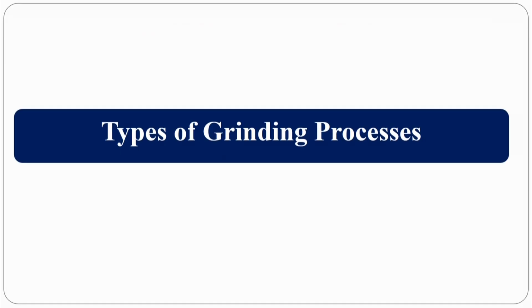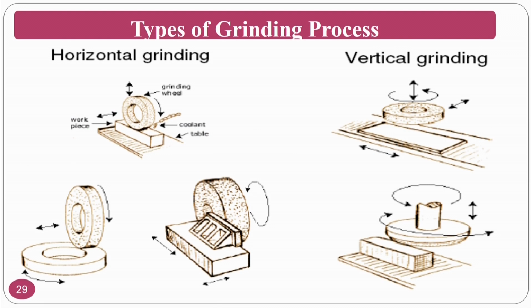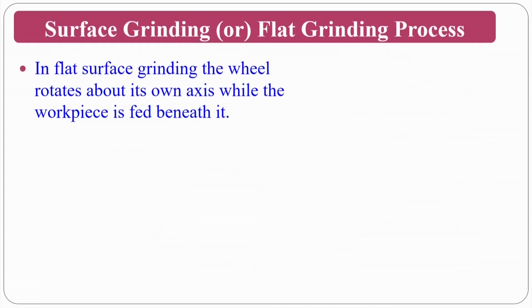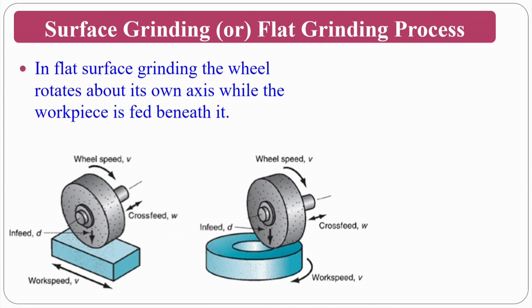Okay, so types of grinding: if you see horizontal grinding and vertical grinding, as in the milling process, you will have horizontal grinding and vertical grinding. If the arbor axis where you mount the wheel is parallel to your workpiece, that is called horizontal. If it is perpendicular, then it is called vertical. The first one is the flat grinding process or the surface grinding process.